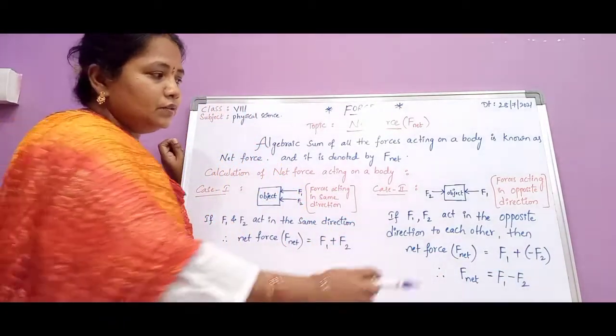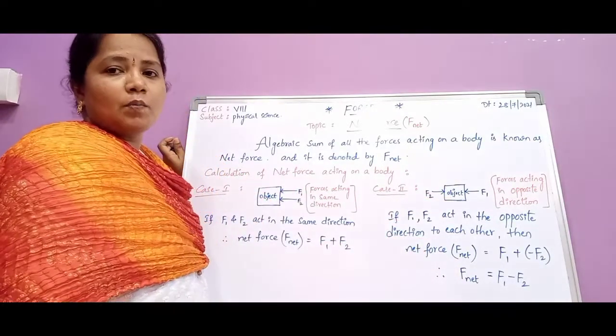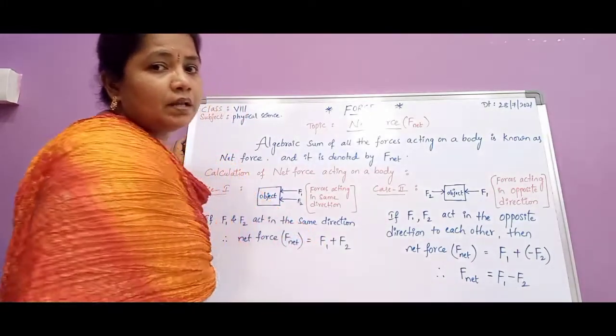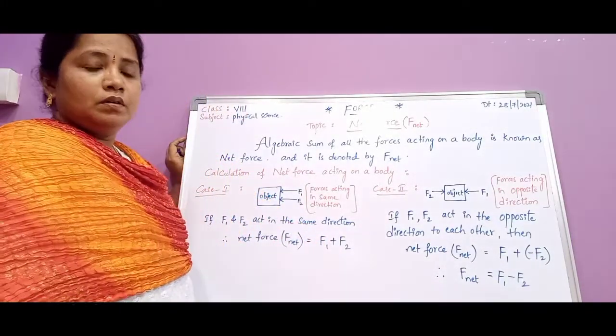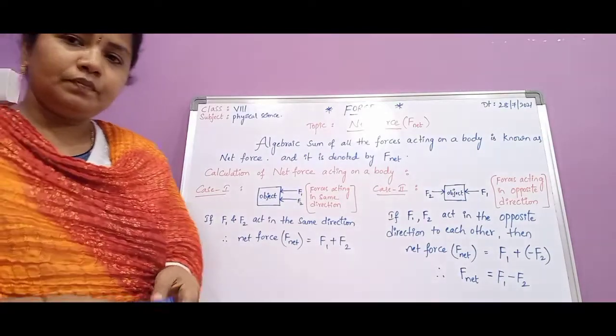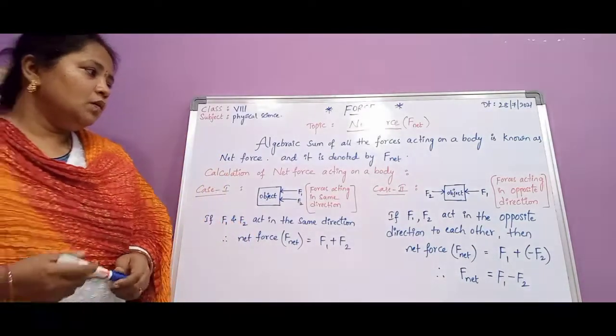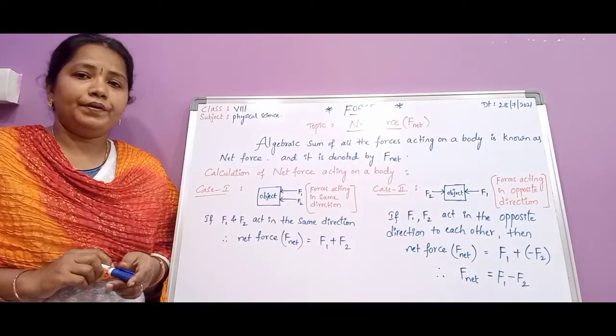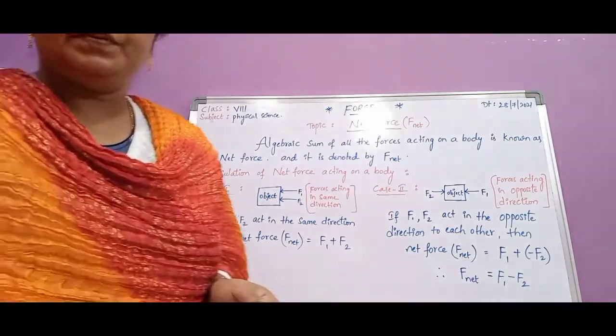Simply we can say that when the forces are acting in the opposite direction on the body, then to find out the net force, we have to subtract one force from the other force depending upon their magnitude. The lesser amount of force will be subtracted from the higher amount of force. We will also take some particular examples and see how to calculate the net force.